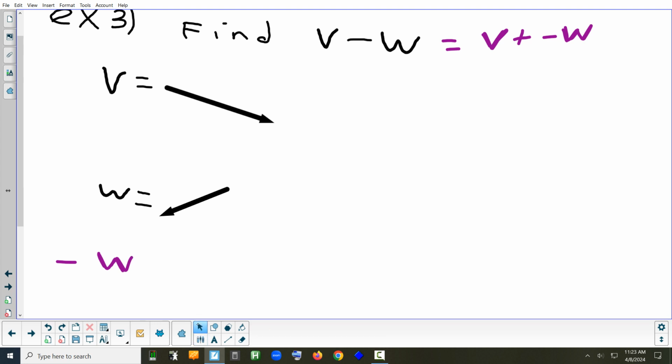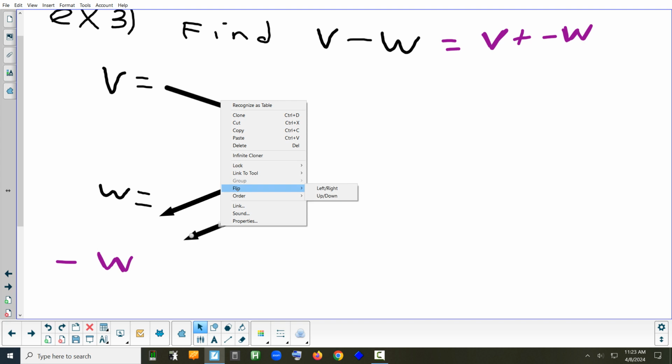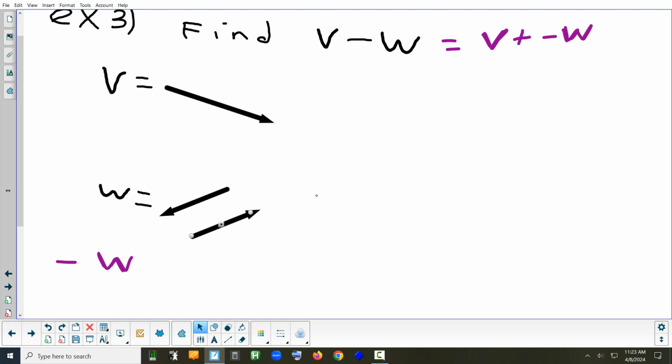Since the initial and terminal point are just going to switch, you can just sketch it on paper. Just do it by hand. I can do it exactly if I do two reflections, flipping it left and right, and then flipping it up and down, which is exactly the same as rotating it 180 degrees. So basically, you're just removing the arrow from one side and putting it on the other. Yeah, that's negative w. Other questions?